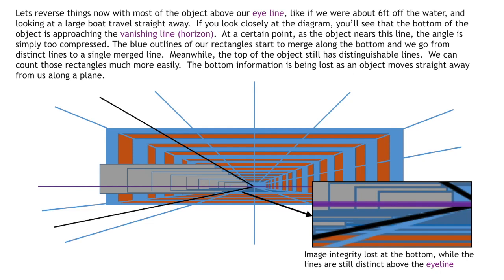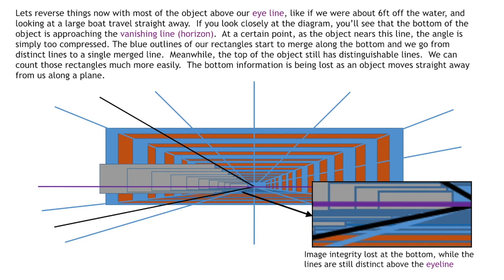Let's reverse things now with most of the object above our eye line, like if we were about 6 feet off the water and looking at a large boat traveling straight away. And again, it starts off a little bit to our left. If you look closely at the diagram, you'll see that the bottom of the object is approaching the vanishing line or horizon. And at a certain point, as the object nears this line, the angle is simply too compressed.